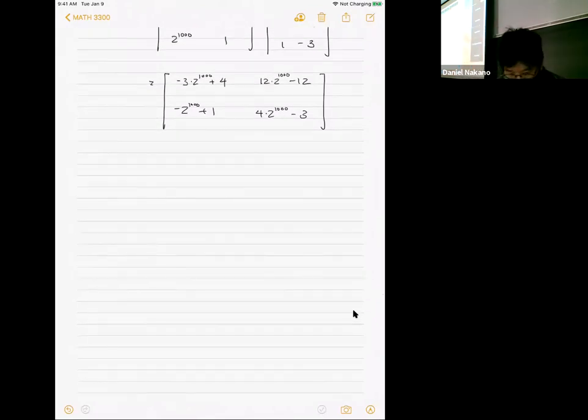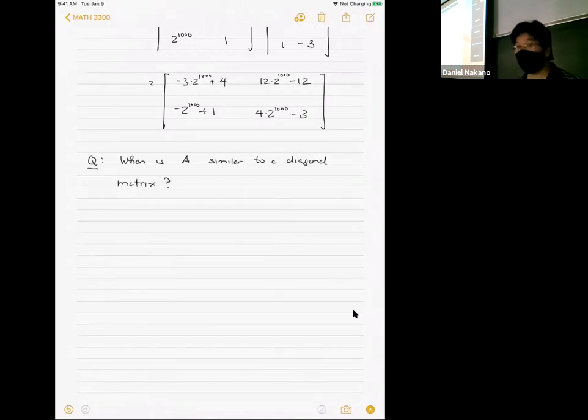All right, so here's the big question. When is A similar to a diagonal matrix? It turns out that some matrices are similar to diagonal matrices and some matrices are not. So we want to know exactly when that's true.